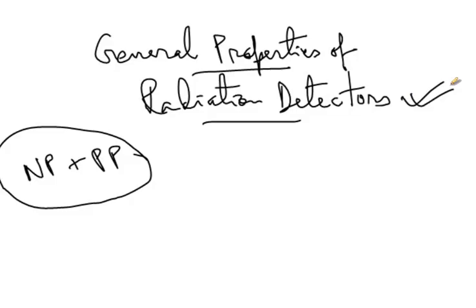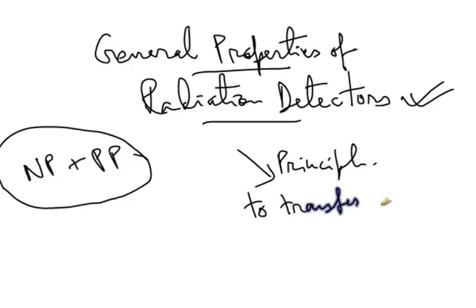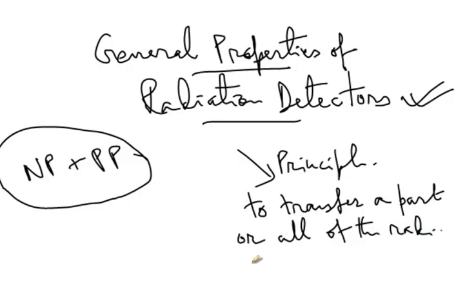Now, there are many types of detectors, but remember that all of them are based on a fundamental principle. And what is that? The principle is basically to transfer a part or all of the radiation energy to the detector. So basically the entire idea is like this.